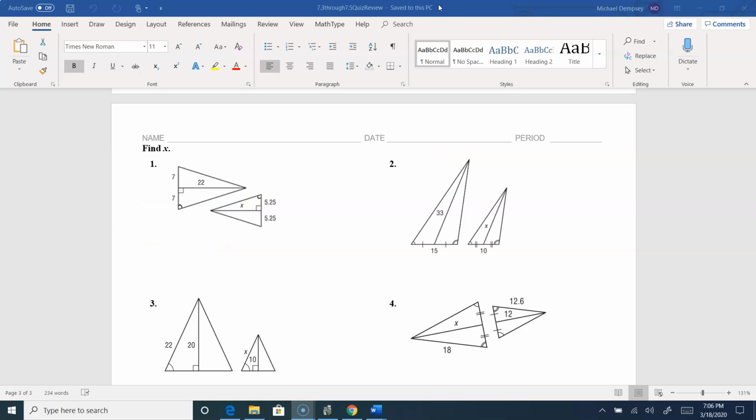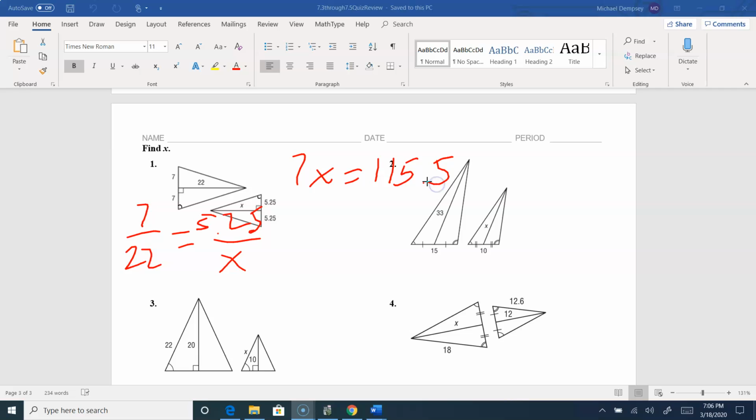Let's try that again. So I had 7 to 22 equals 5.25 to x. We cross multiply and we have 7x equals 115.5. And now we divide both sides by 7. So x here would be 16.5. We're going to get some decimals. That's going to be okay.